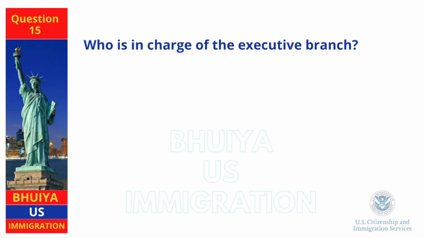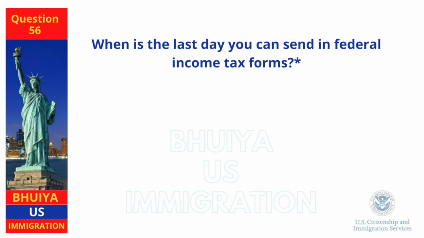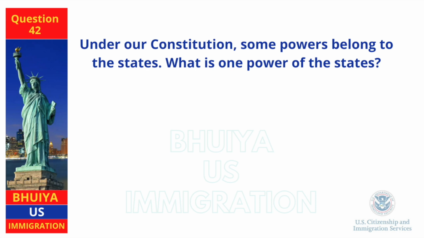Who is in charge of the executive branch? The president. The Federalist Papers supported the passage of the US Constitution. Name one of the writers. James Madison. When is the last day you can send in federal income tax forms? April 15.